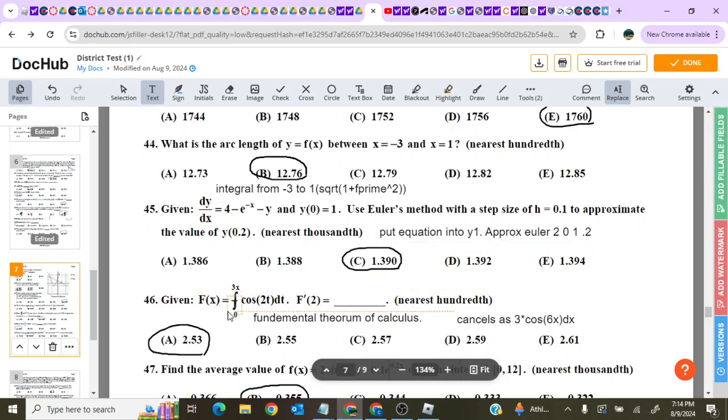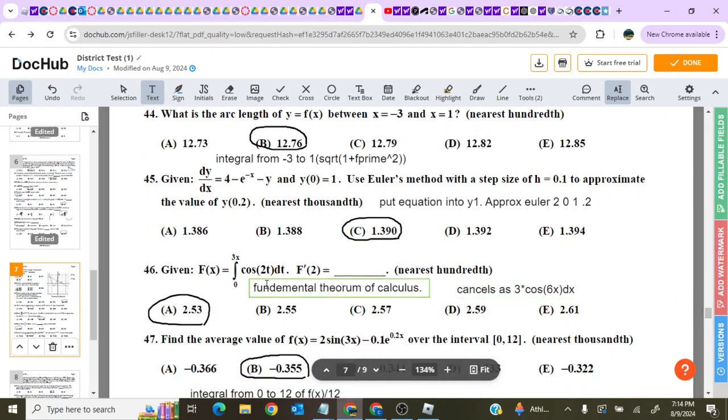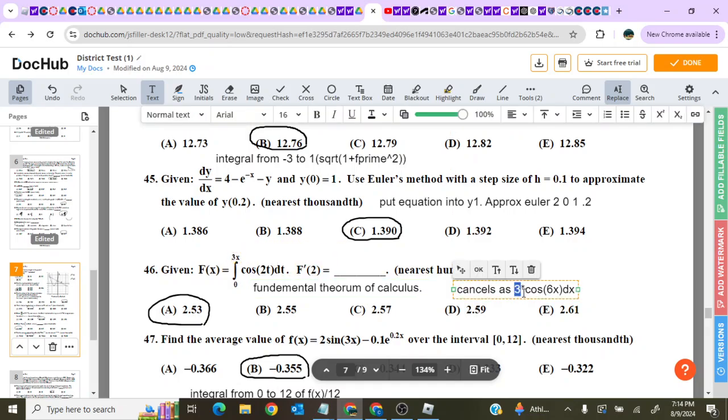46, if f of x is the integral from 0 to 3x of cosine of 2t dt, what is f prime of 2? This is the fundamental theorem of calculus, which states that the integral cancels out, and then you plug in this 3x in place of t, and then you multiply it by the derivative of 3x. So in other words, it cancels out to this equation right here, 3 times cosine of 6x. Plug in 2 to that and get a value of 2.53.